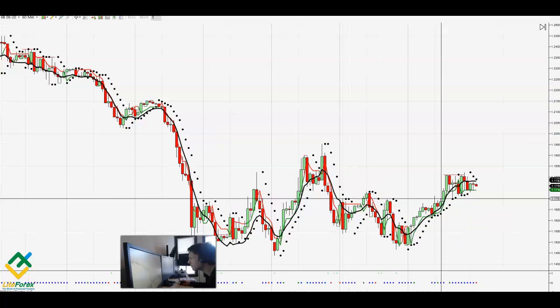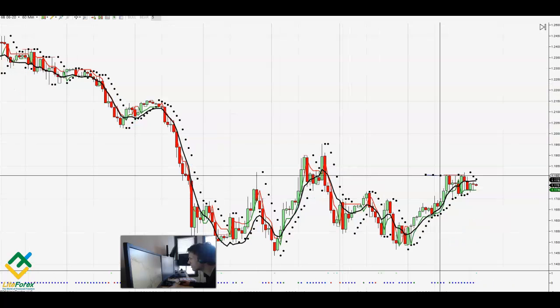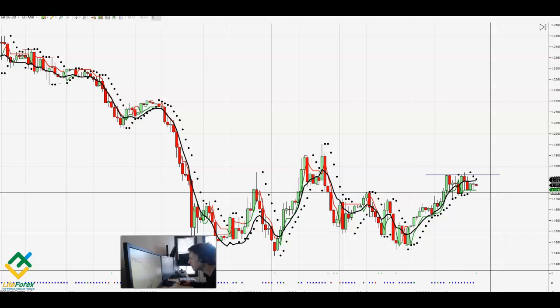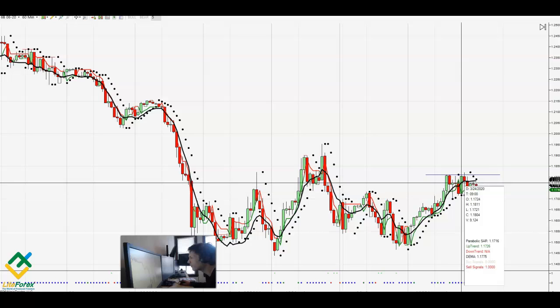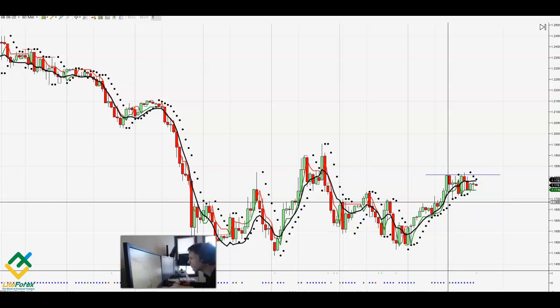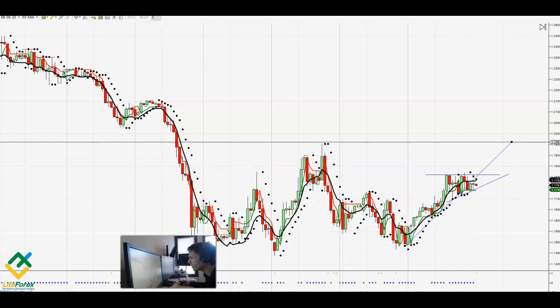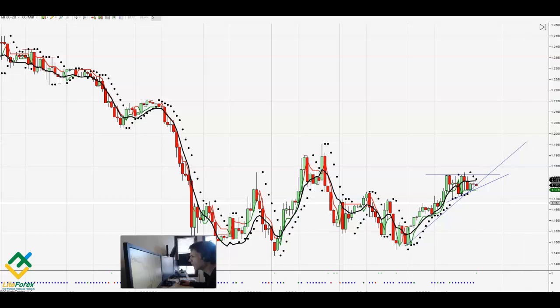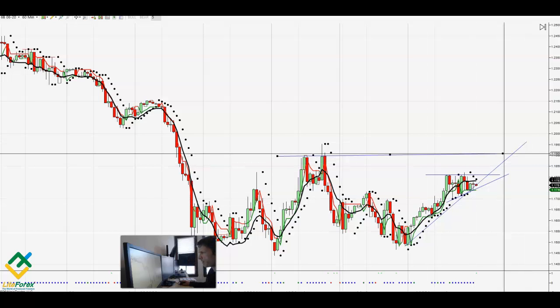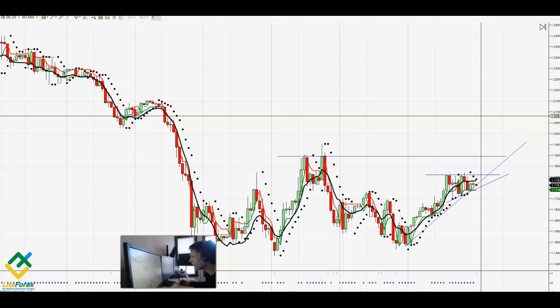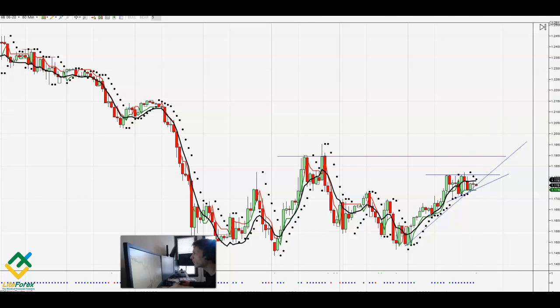Looking at the 60, same type of thing. You see that resistance today at 1.1811. Right now we're holding that upward trend line. Going back a bit here. So let's see, you see that resistance at 1.19. Needs to break above 1.18 to continue this bull run.